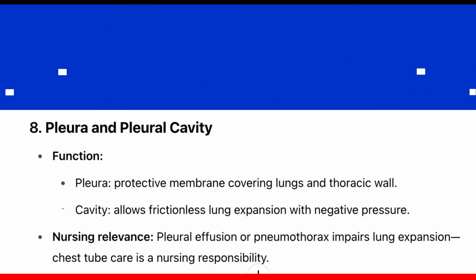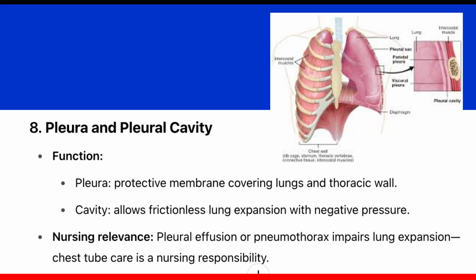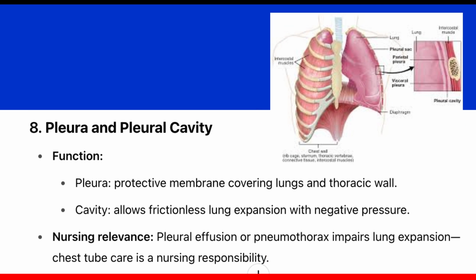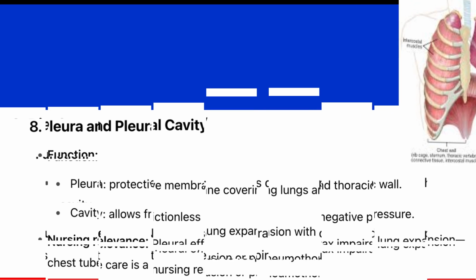8. Pleura and pleural cavity. Function: pleura, a protective membrane covering the lungs and thoracic wall. The cavity allows frictionless lung expansion with negative pressure. Nursing relevance: pleural effusion or pneumothorax impairs lung expansion. Chest tube care is a nursing responsibility.